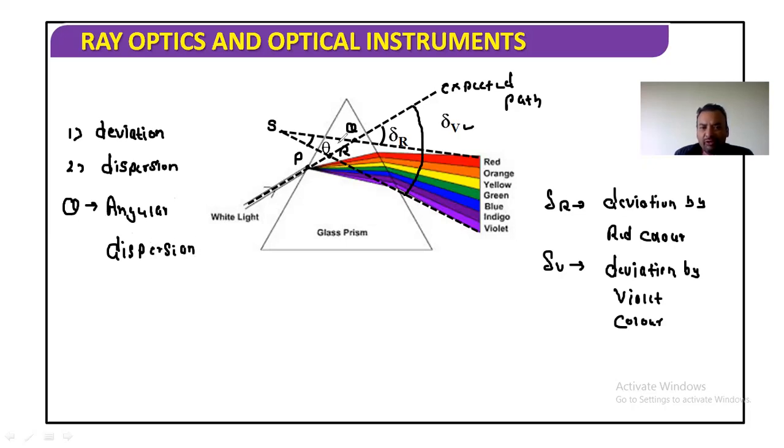You can see from this whole geometry, if I subtract delta V minus delta R, then I will get this theta. So theta is nothing else but the difference of delta V and delta R. Our basic purpose is to find out angular dispersion, and that can be found with the help of this formula: theta is equal to delta V minus delta R. So let us show you with the help of my slides all these things.